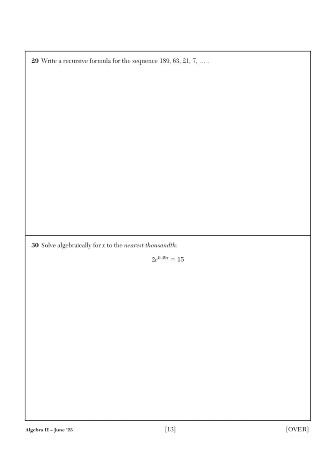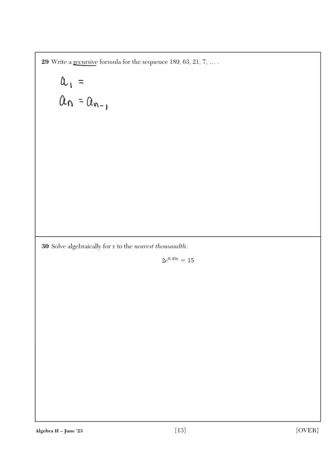For number 29, they want a recursive formula. So a recursive formula is a two-parter. We're going to have an a sub 1, and then we're going to have a sub n equals a sub n minus 1, and then we're going to have something else after that. So let's take a look at our sequence right here. This is our first term, so that's what we're going to be plugging in right there. Okay, so we're going to put in the 189.